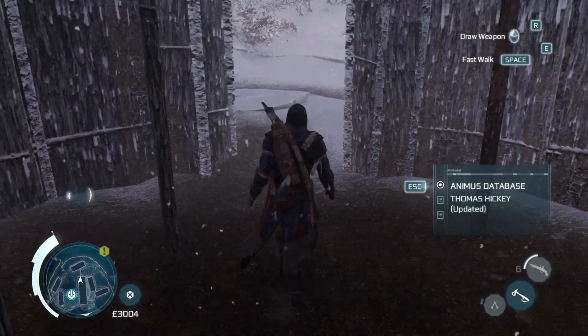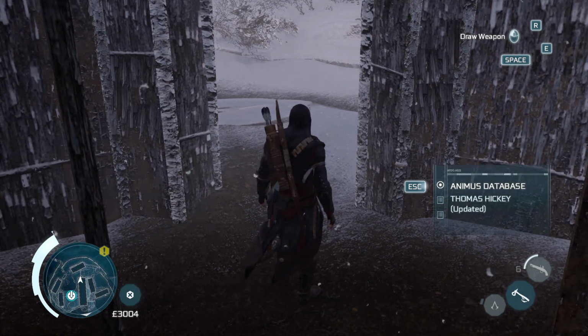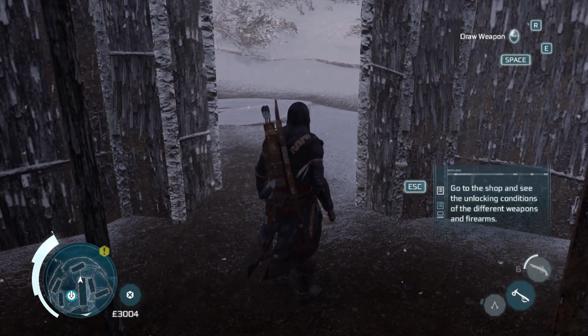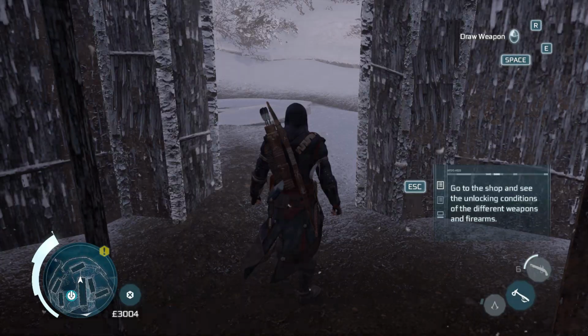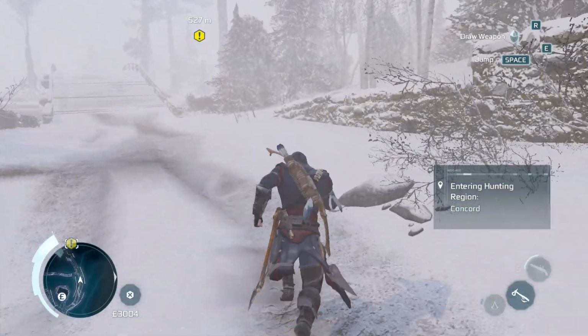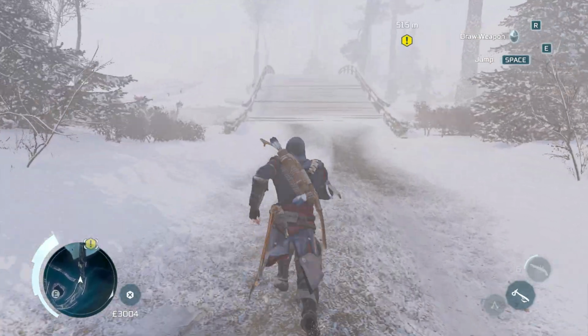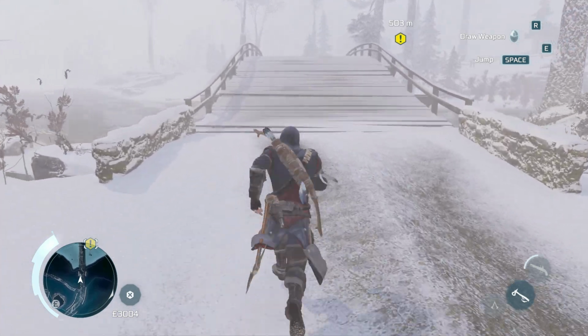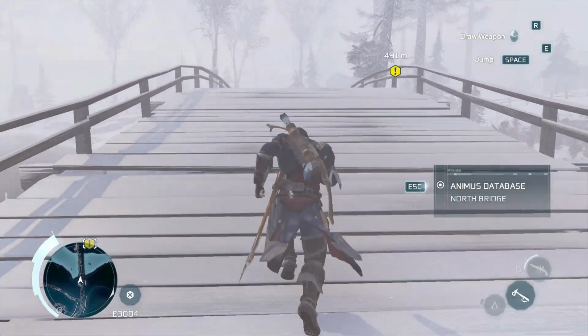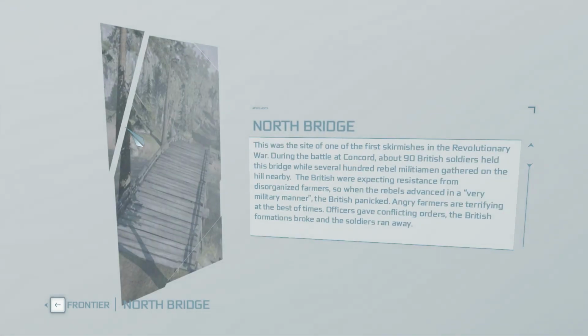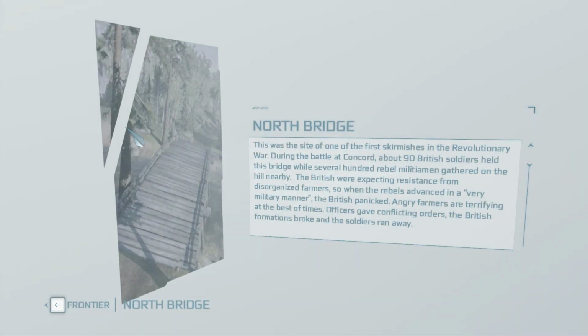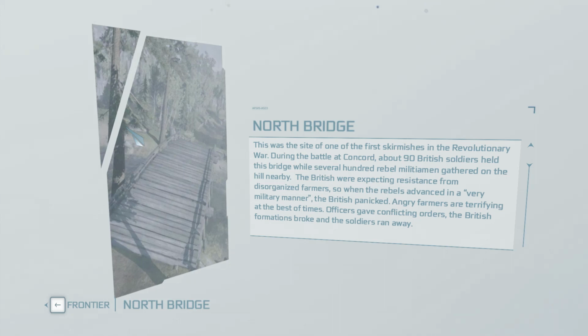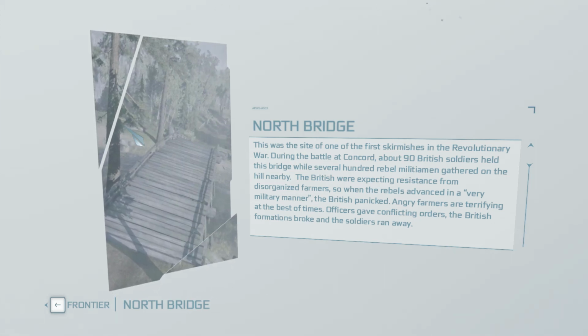After we're all done here, we can leave to trek through the winter to our first objective. While heading to our objective, we come across a bridge, and it gives us a database entry, the North Bridge. This was the site of one of the first skirmishes in the Revolutionary War.